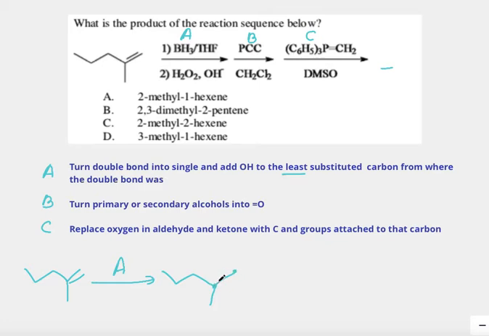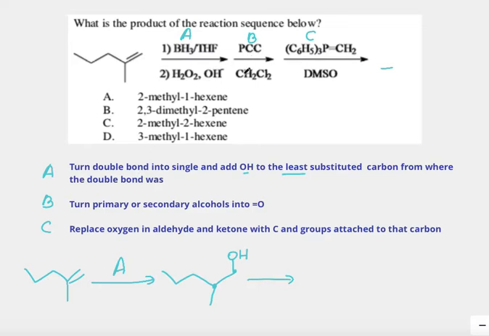It is primary. I wrote here that in hydroboration, you will have to add OH to the least substituted carbon from where your double bond was. So between these 2 carbons, I will go ahead and add my OH here. That's the product of the first step. The product of hydroboration is the OH on the least substituted carbon. Now let's go ahead and go to part B.